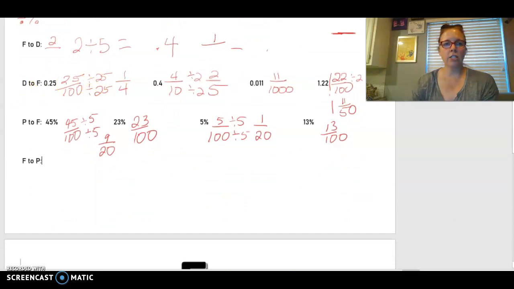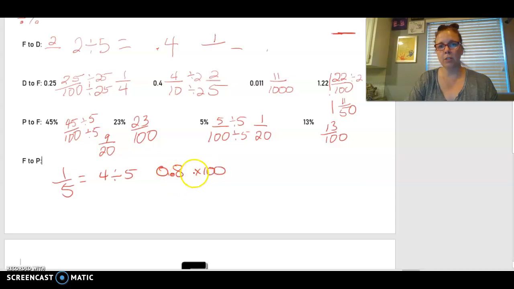So fraction to percent, let's say you got a 4 out of 5 on a quiz. So we're going to do 4 divided by 5, which is 0.8. And then we're going to multiply by 100 or move the decimal 2 places to the right. So that's going to be an 80%.